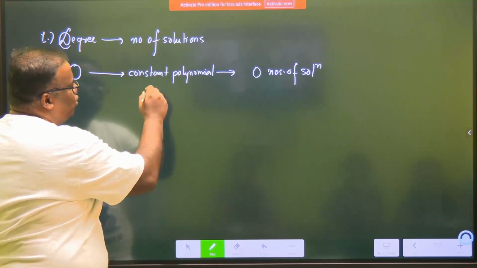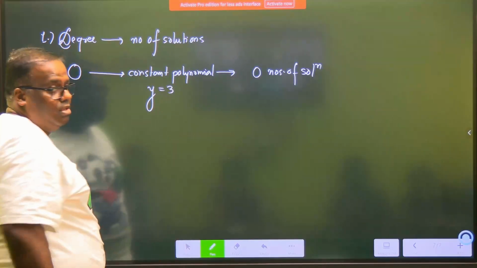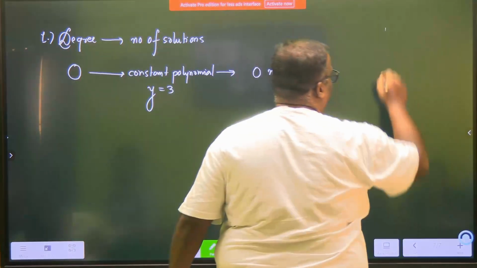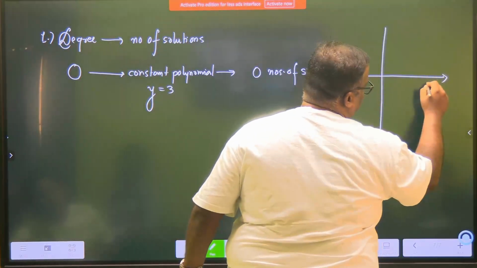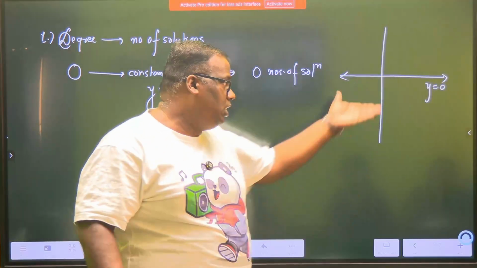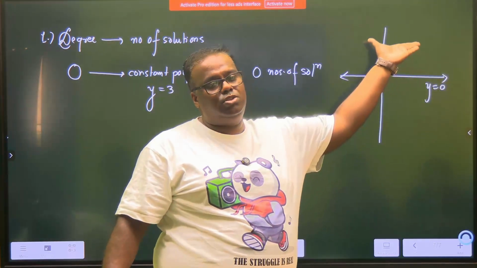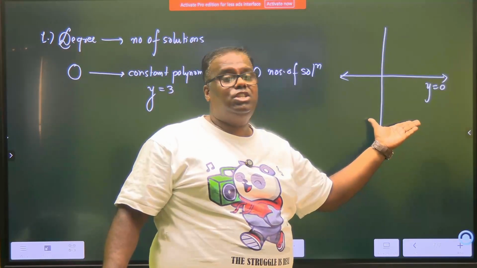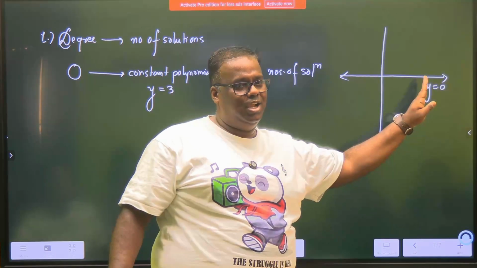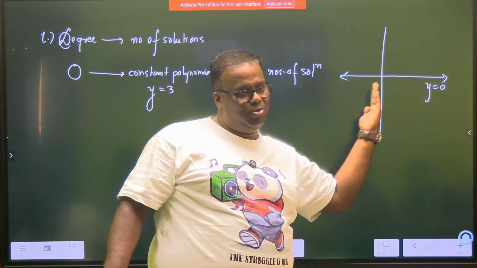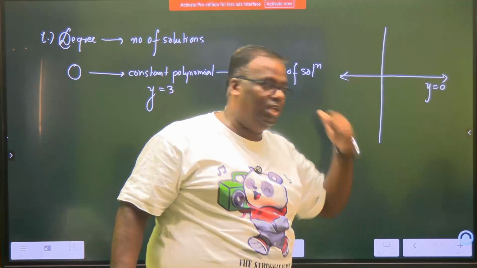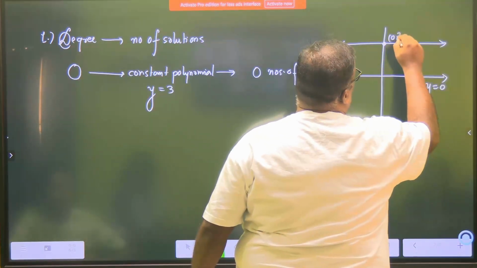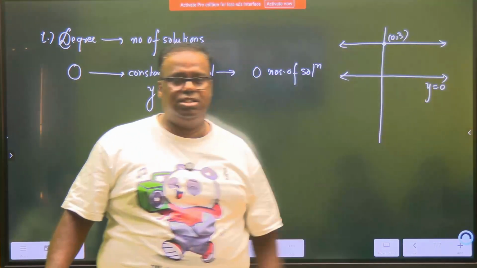Let's bring a constant polynomial. y equal to 3. y equal to 3 is a constant polynomial. Do you see any x here? No. Plot this. What is the equation of the x-axis? y equal to 0. y equal to 3 means pull the x-axis up by 3 units. y equal to minus 3 will be pulling it down by 3. x equal to 3 means pull the y-axis 3 this side. x equal to minus 3 means push the y-axis this side. Now we are doing y equal to 3. It will be a line passing through the point (0, 3). Tell me, will this line ever touch the x-axis? No solution.